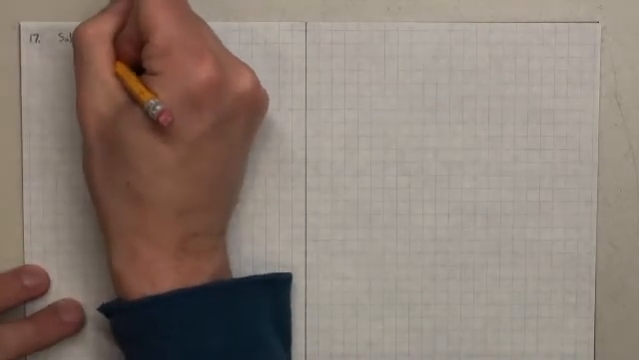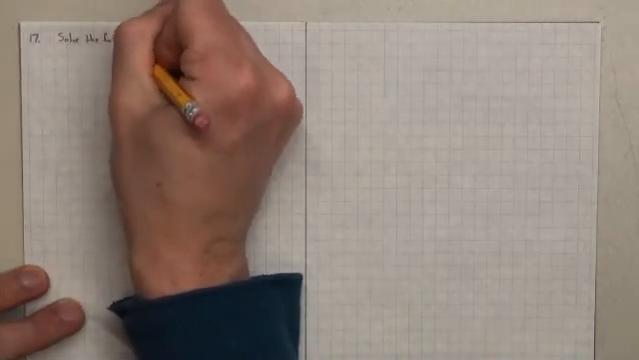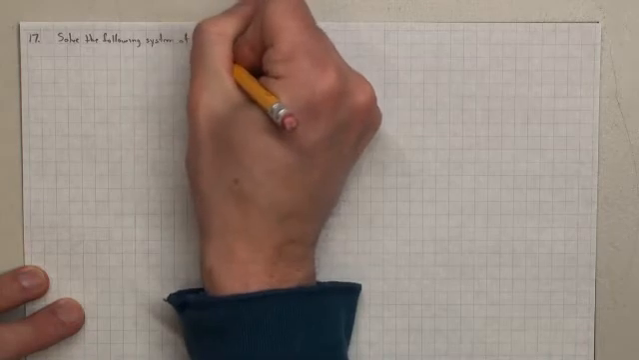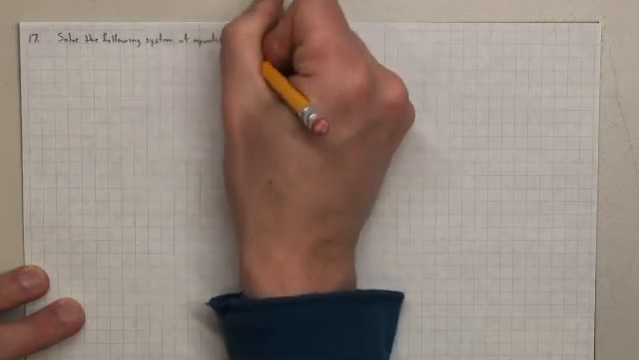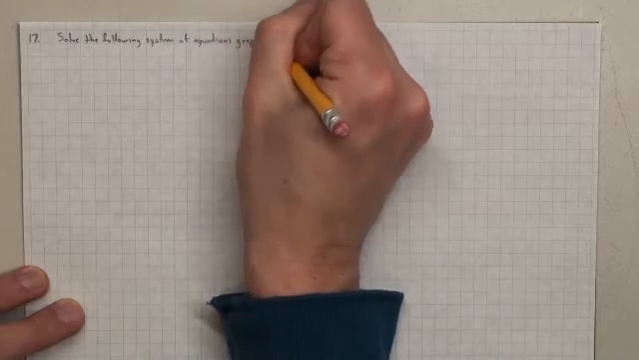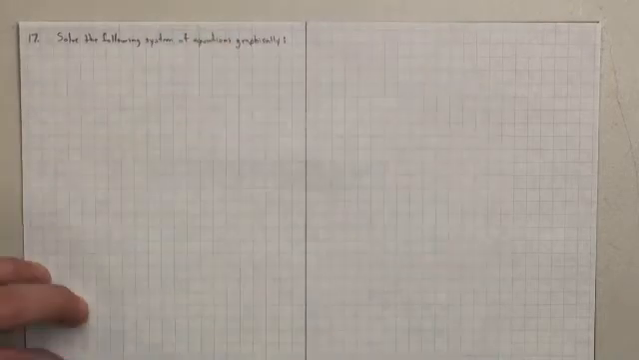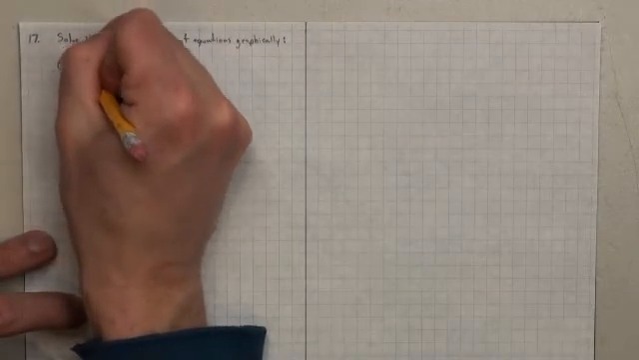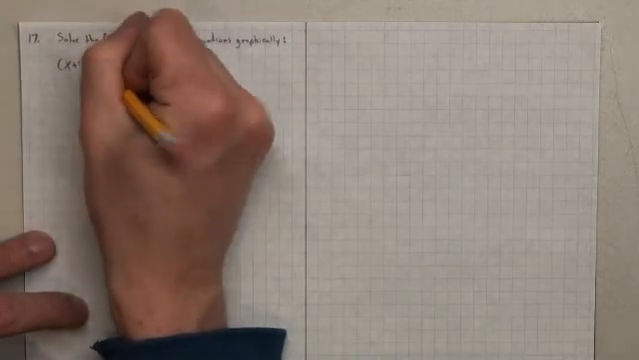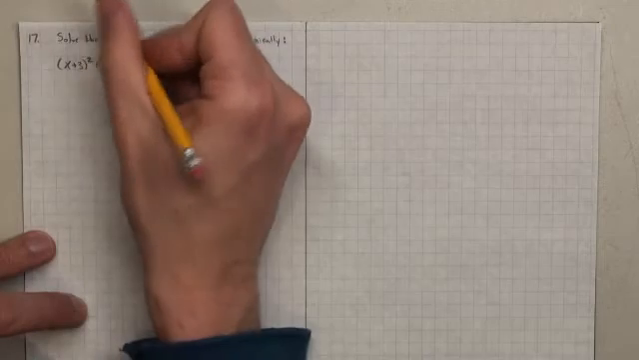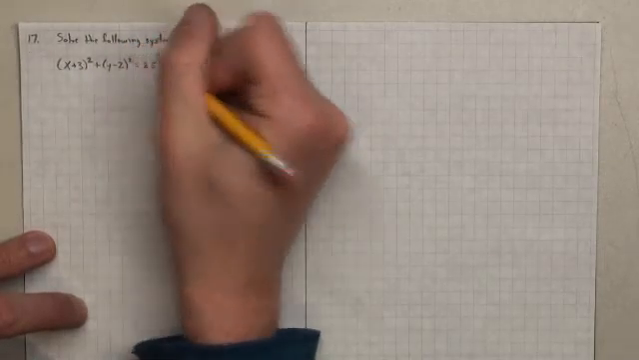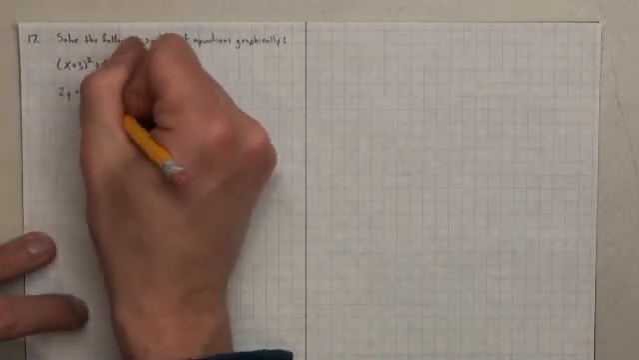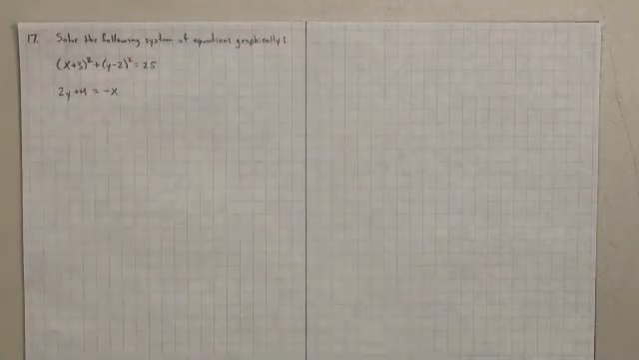Solve the following system of equations graphically. First one, x plus 3 squared plus y minus 2 squared equals 25. And then we have 2y plus 4 equals negative x. Okay?